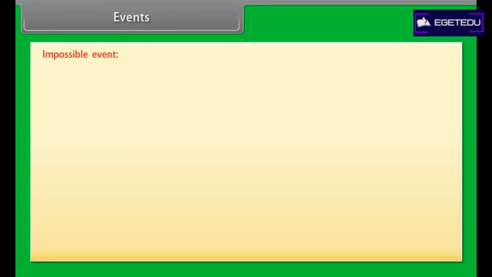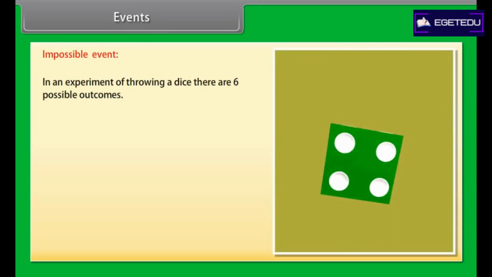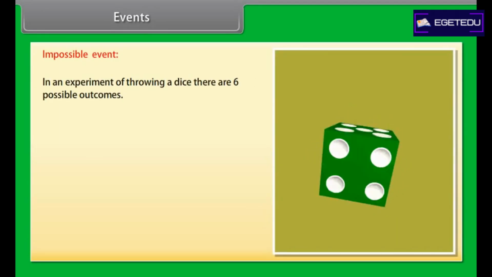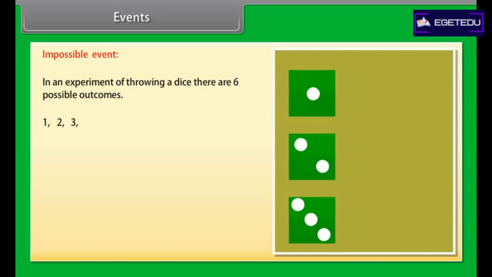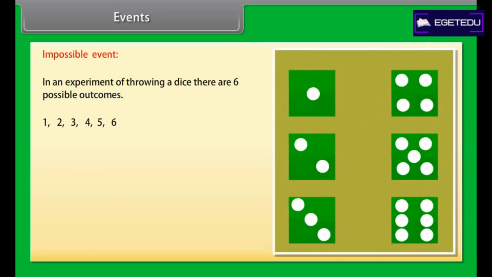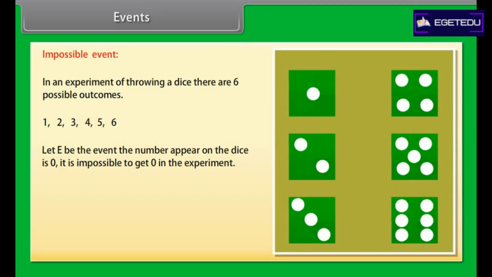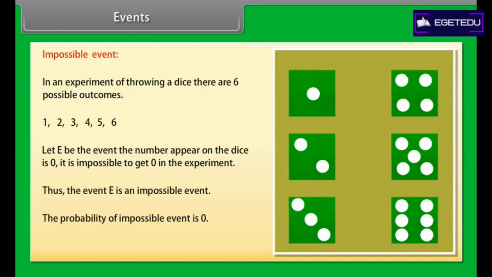Impossible event. To understand it, let's take an example. In an experiment of throwing a dice, there are 6 possible outcomes as given below: 1, 2, 3, 4, 5, 6. Let E be the event that the number appearing on the dice is 0. It is impossible to get 0 in the experiment. Thus, the event E is an impossible event. The probability of an impossible event is 0.